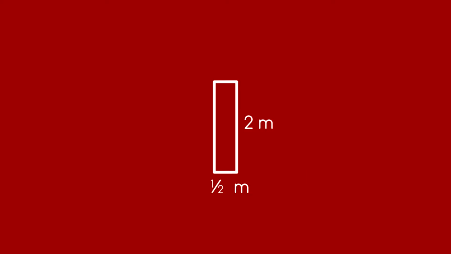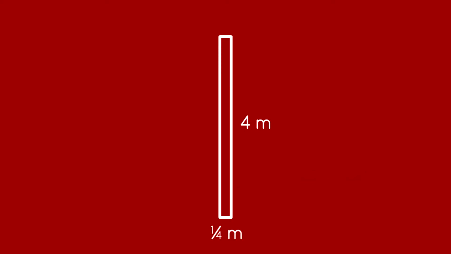Imagine a 1 meter by 1 meter square. The area of the square is 1 square meter. Now suppose we squish this square into a rectangle with a width of 1/2 meter and a height of 2 meters. The area of this rectangle is still 1 square meter. Let's squish this rectangle even further, giving it a width of 1/4 of a meter and a height of 4 meters. It still has an area of 1 square meter.